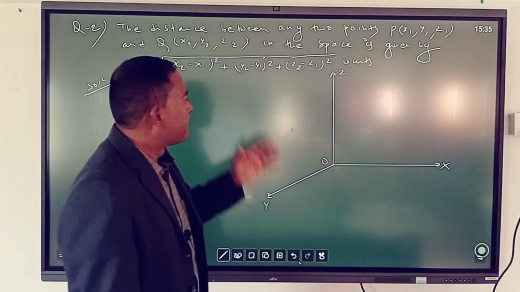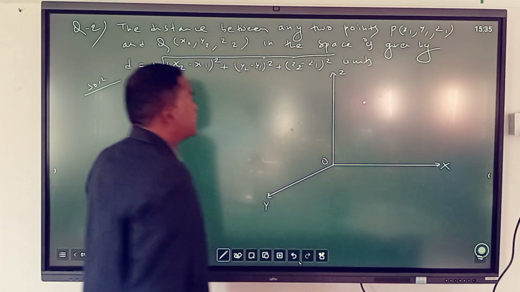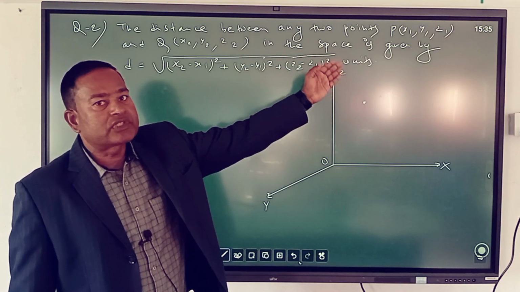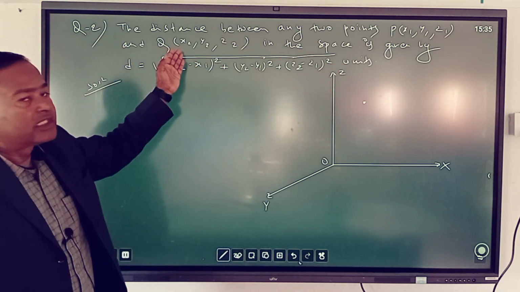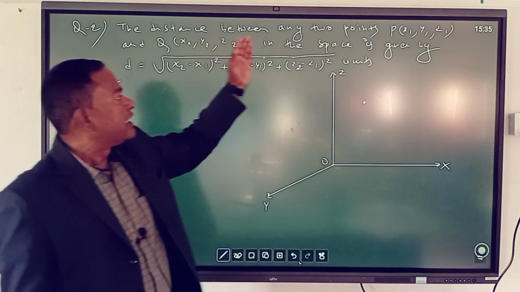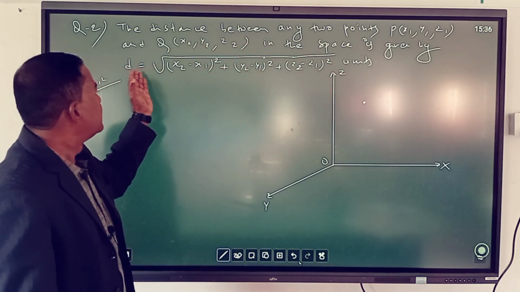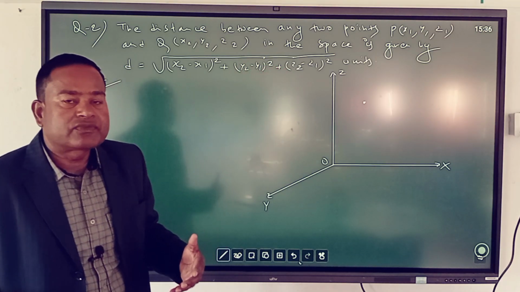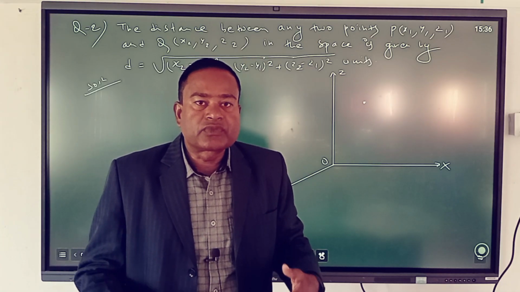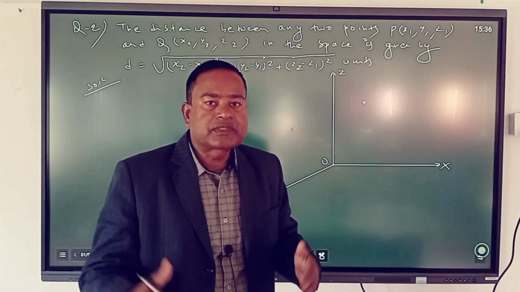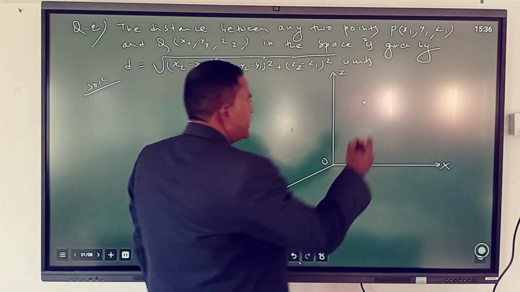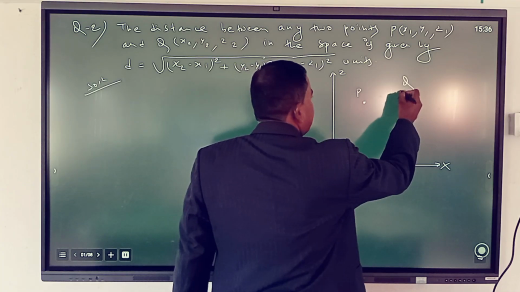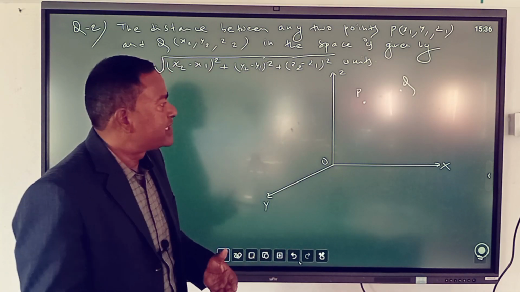Now, according to the question, we have to prove that the distance between any 2 points P x1, y1, z1 and Q x2, y2, z2 in this space is given by d is equal to root x2 minus x1 whole square plus y2 minus y1 whole square plus z2 minus z1 whole square. Here we are given 2 points because we have to find the distance between 2 points in space. So let us take point P and point Q as the given 2 points.